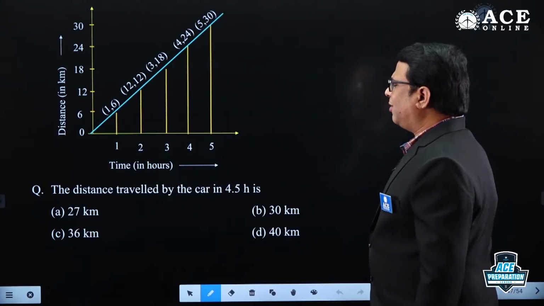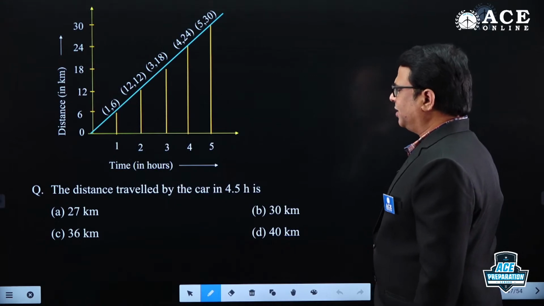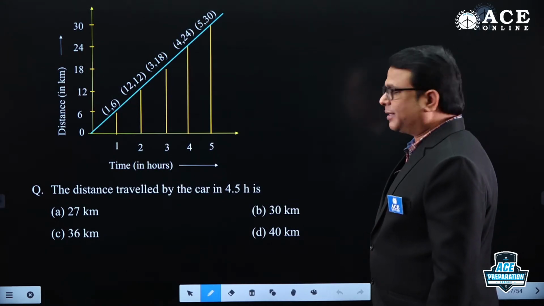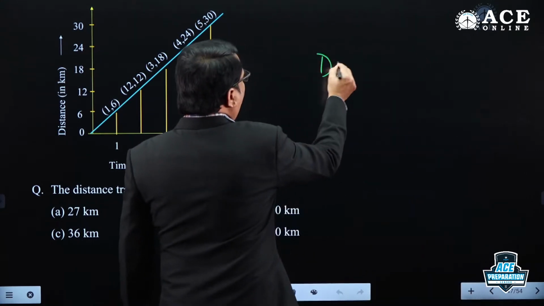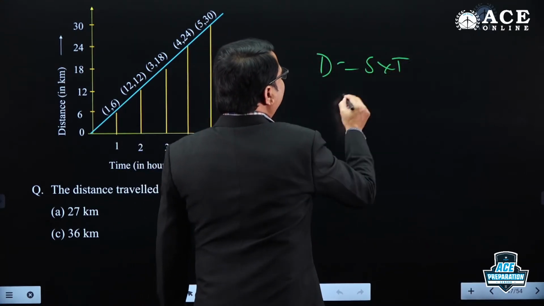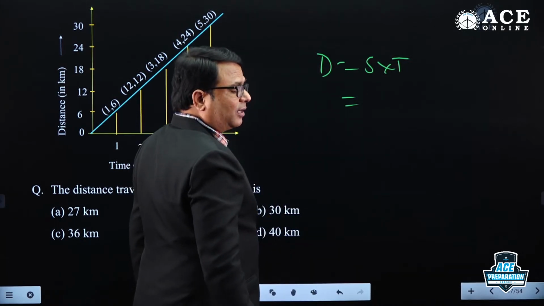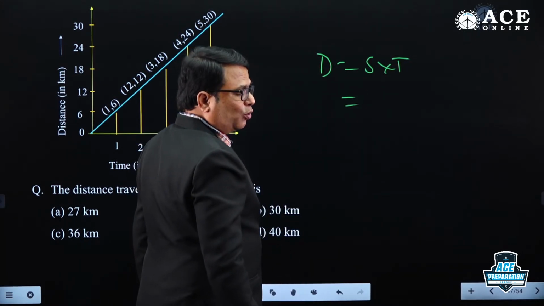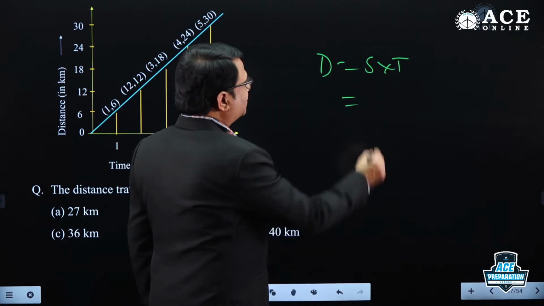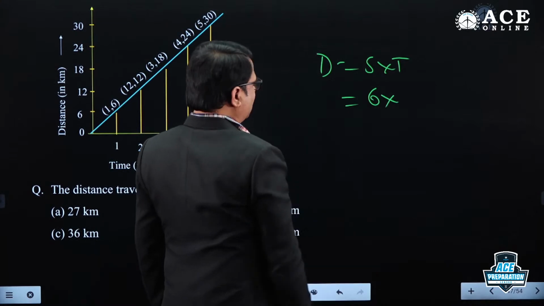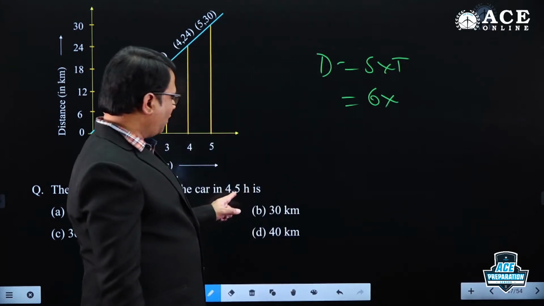The distance traveled by the car in 4.5 hours. What is the distance traveled by the car in 4.5 hours? Now, the distance formula is speed into time. And we already calculated the speed of the car as 6 kilometers per hour in the first question. So speed is 6 and time is given as 4.5 hours.